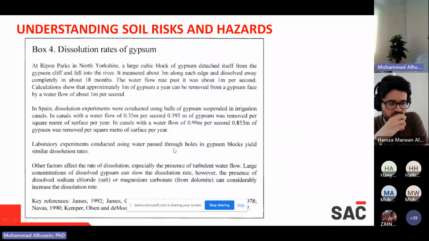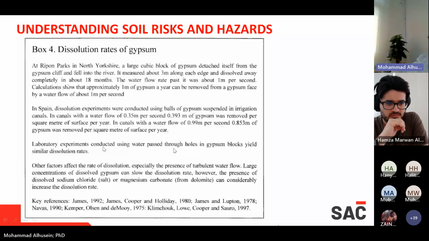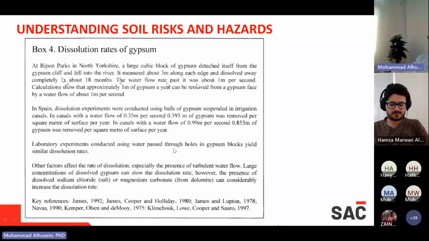The most important for this, for example, is the dissolution rate of gypsum. For example, this is from the literature, saying that at Ribbon Parks in North Yorkshire, a large cubic block of gypsum detached itself from a gypsum cliff and fell into the river. It measured about 3 meters along each edge and dissolved away completely in about 18 months. The water flow rate was about 1 meter per second.